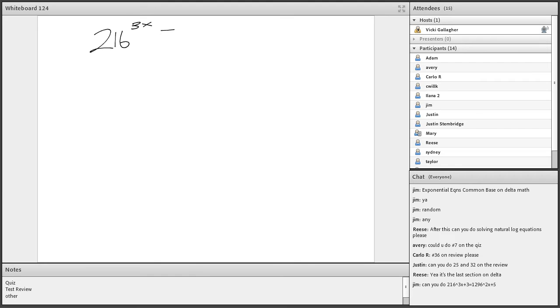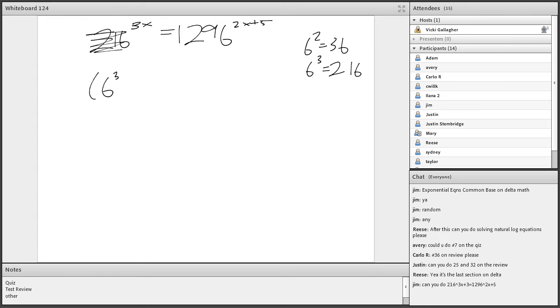216 to the power of 3x, 1296 to the power of 2x plus 5. So as I was working on that previous problem, I did notice that 6 squared is 36, 6 to the third, because I was just trying a bunch of stuff, is actually 216. So I'm going to take out the 216 and I'm going to replace it with a 6 to the third. And there was already a 3x there. And actually 6 to the fourth is 1296. So I'm going to take out the 1296 and I'm going to replace it with a 6 to the fourth. And that one already had an exponent of 2x plus 5.